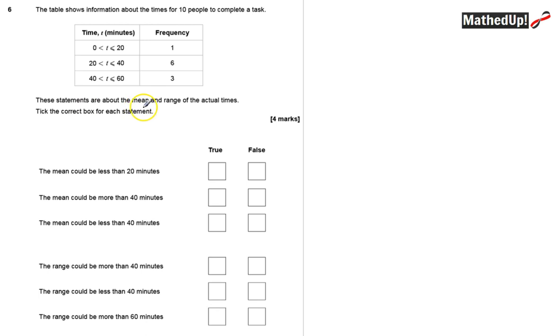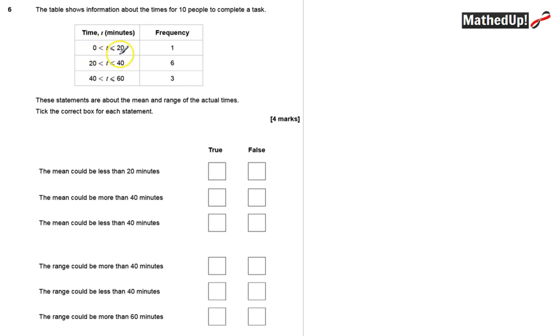These statements are about the mean and range of the actual times. We need to tick the correct box for each statement. So the first statement says the mean could be less than 20 minutes. So if we go back to this table over here, because we're trying to find the least the mean could be, we're going to assume the lowest possible value in each of these groups.